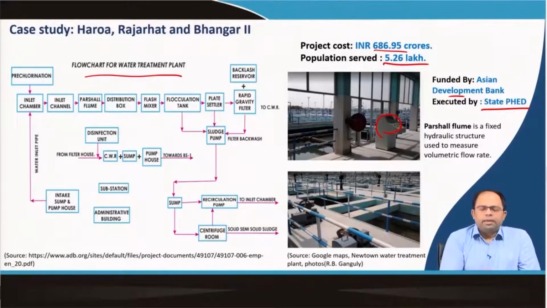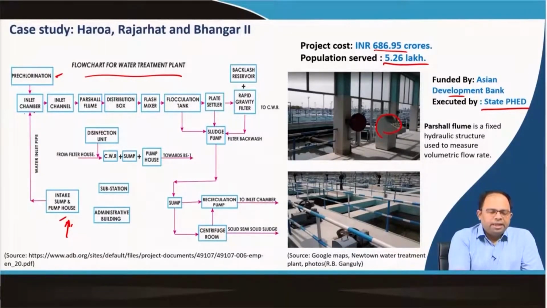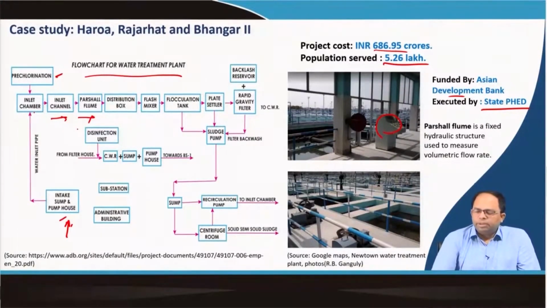So, what is the treatment sequence? We have first pre-chlorination, then the intake sump and pump house. The raw water is taken from that particular pre-sedimentation tank. We have an intake sump and a pump house from where water is taken. So, in the inlet chamber we are doing pre-chlorination, then we have an inlet channel, then we have a Parshall flume. A Parshall flume is basically a fixed hydraulic structure used to measure volumetric flow rate. So, usually it looks like that. This is how the water flows and it is measured.